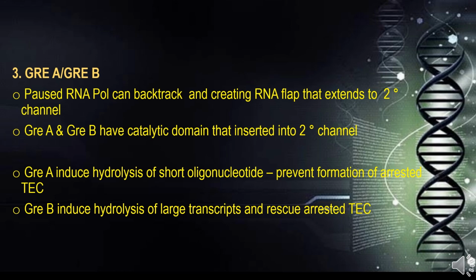Gray proteins have a catalytic domain that is inserted into the secondary channel of RNA polymerase. In the case of Gray protein A, it induces the hydrolysis of short oligonucleotides of 2 to 8 nucleotides, and they prevent the formation of arrested transcription elongation complex. Whereas Gray protein B induces hydrolysis of large transcripts, that is more than 18 nucleotides, and they rescue the arrested transcription elongation complex.